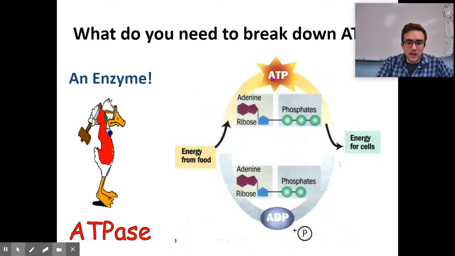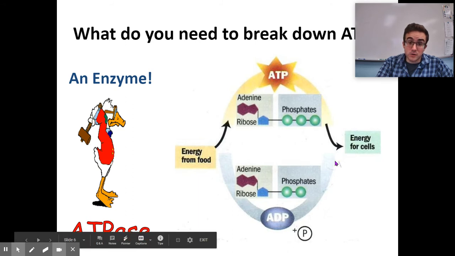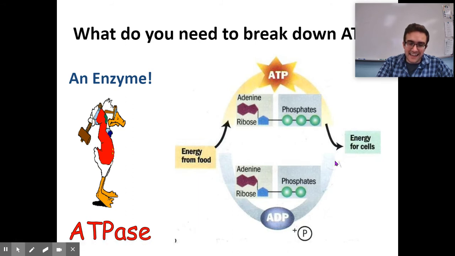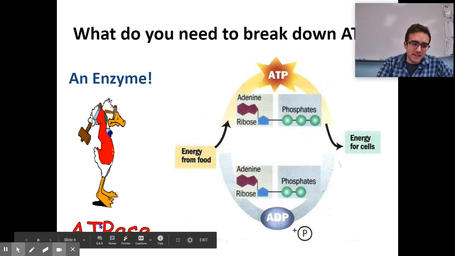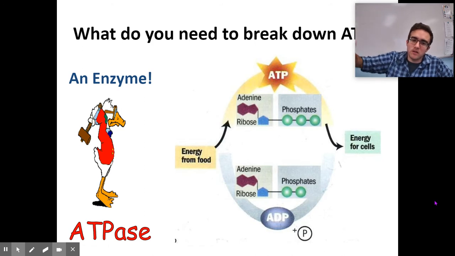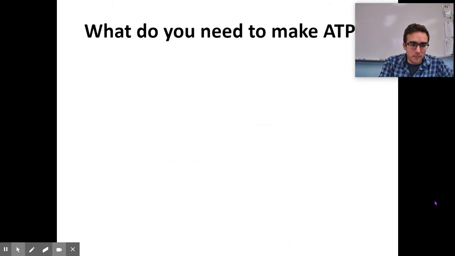So ATP goes through, and then right here to change to ADP, it goes through hydrolysis with an enzyme. This enzyme is called ATPase. That's what it's called, ATPase, because the -ase ending designates the enzyme. So ATP is the molecule, and ATPase is the enzyme that breaks down ATP. So that's how we break down ATP.